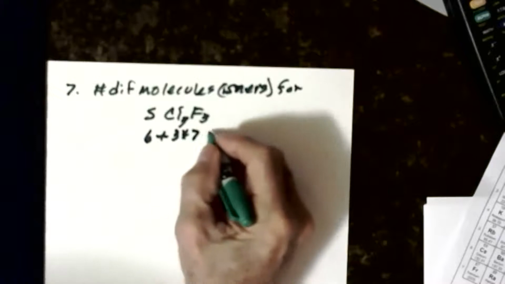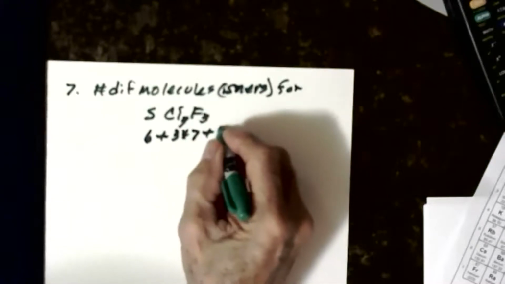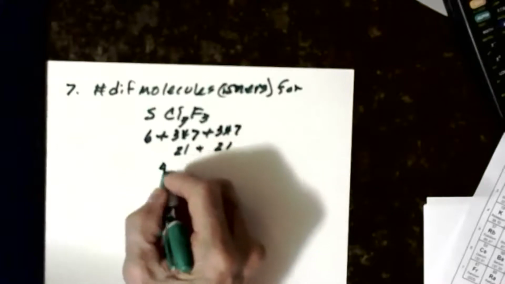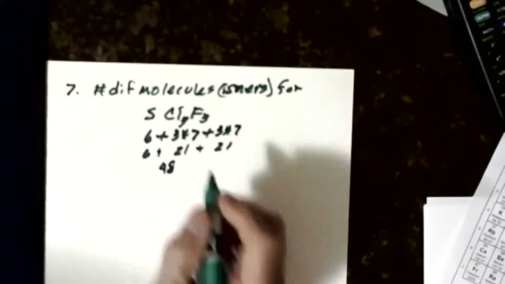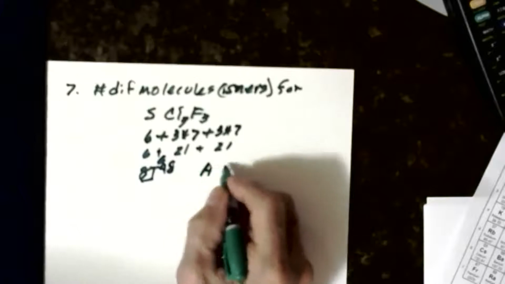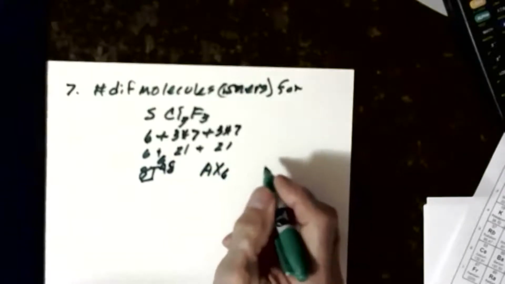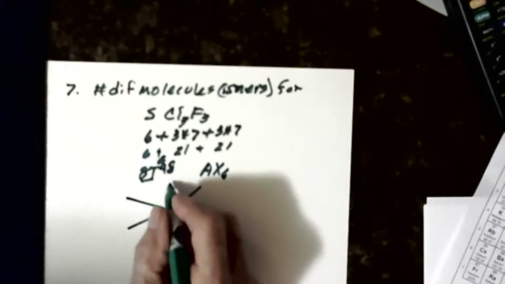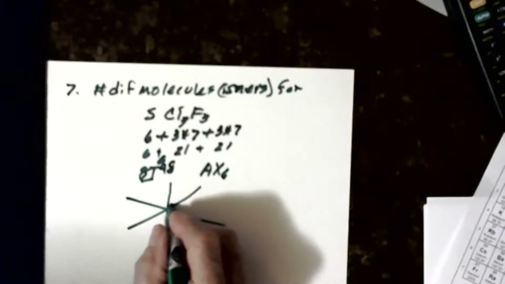All right, so now sulfur's in group 6. There's 3 chlorines, and they're in group 7. And 3 more fluorines in group 7. That's 21 here and 21 here. That's 42 plus 6, that's going to be 48. And 48 divided by 8 is going to be 6. This is going to be an AX6 molecule. And I have no lone pairs to put on. The octahedral shape for AX6 is like this. And so I'm going to put sulfur in the middle.